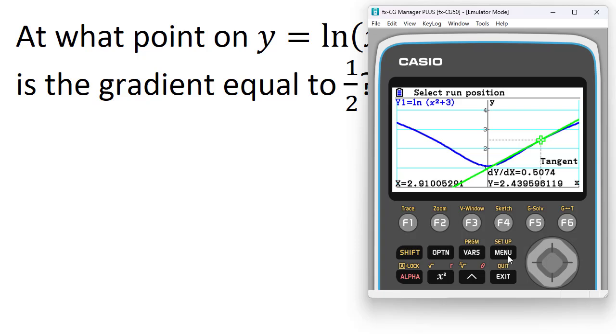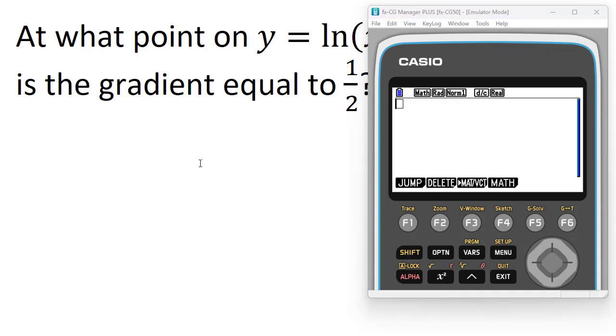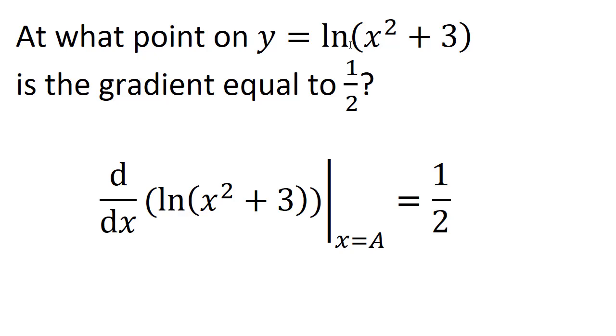Let's go back to menu 1 and let's have another look at the question. We can rewrite this question with sophisticated notation. D by dx, the gradient of this function when x is equal to a is equal to a half. If we can solve that equation, we are done. And we can type this exact equation into solve_n.